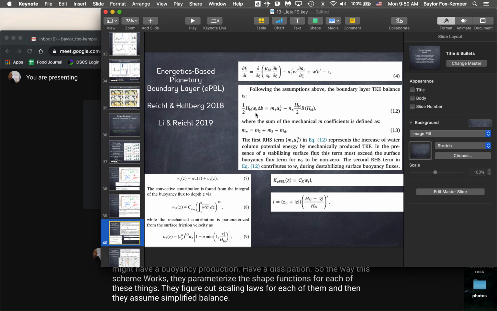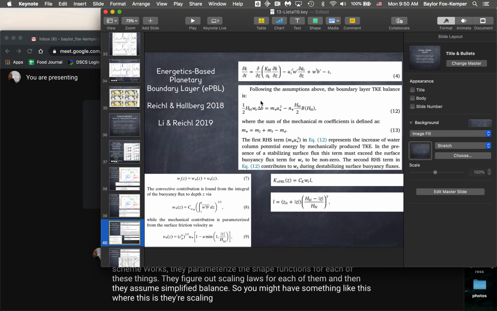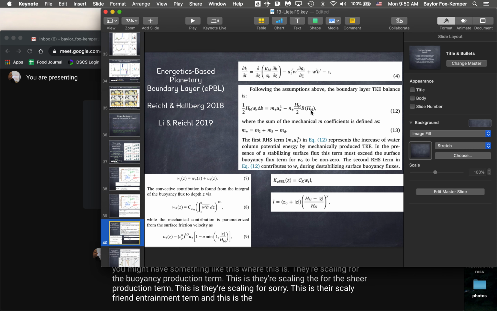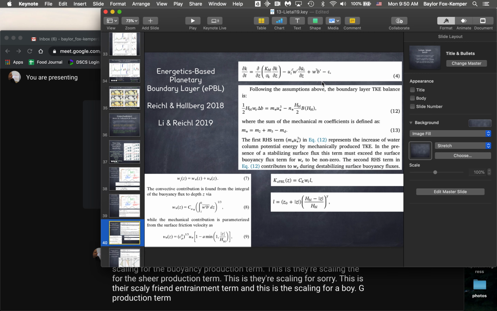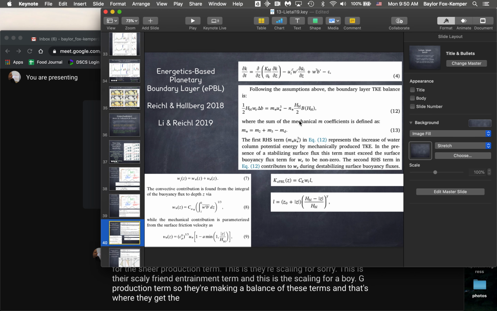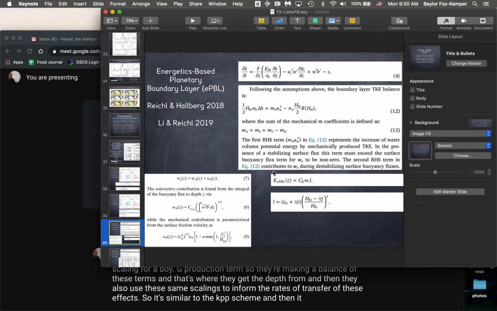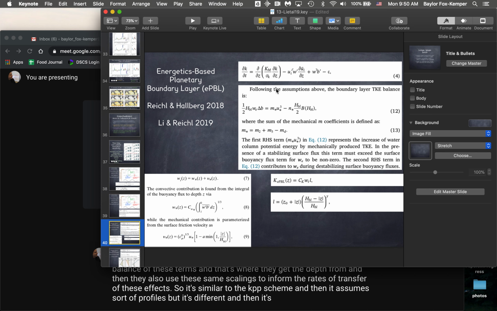So you might have something like this, where this is their scaling for the buoyancy production term. This is their scaling for the shear production term. This is their scaling for an entrainment term, and this is their scaling for a buoyancy production term. So they're making a balance of these terms, and that's where they get the depth from. And then they also use these same scalings to inform the rates of transfer of these effects. So it's similar to the KPP scheme in that it assumes profiles, but it's different in that it's an energy-based thing. There are lots of other energy-based schemes as well.